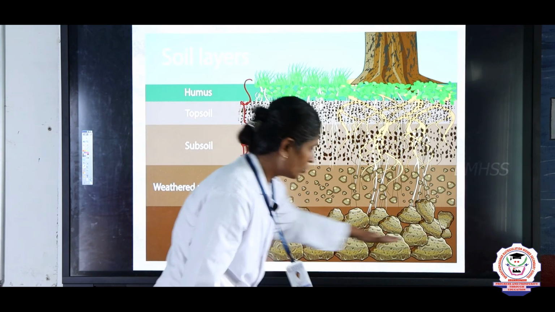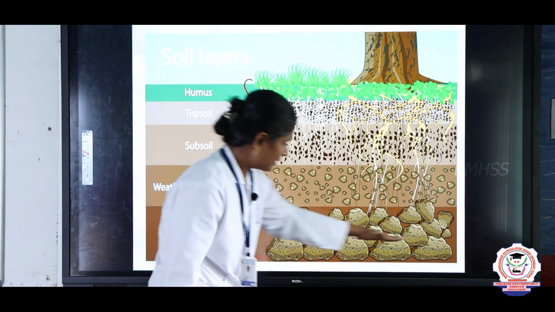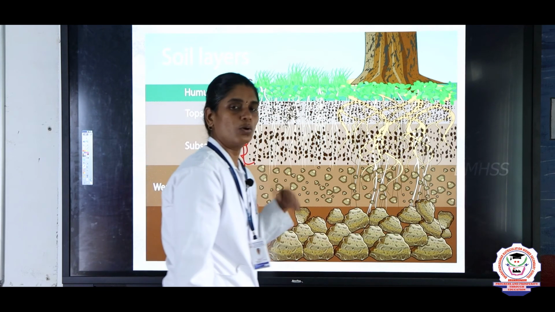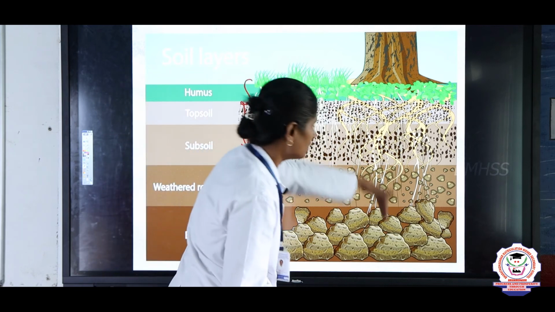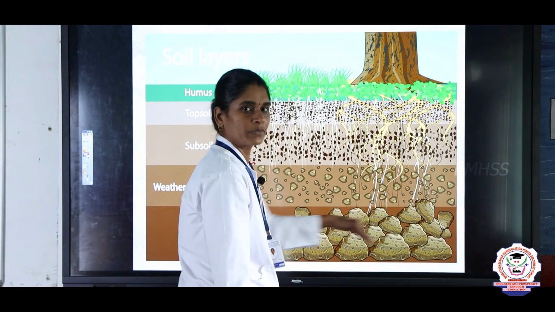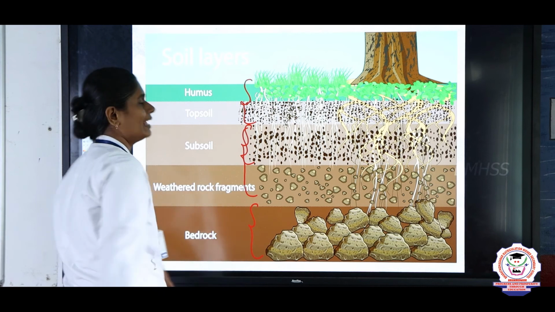Here there is no root. You can see there is no root because there is no air, no water and no humus present here. So, that is why the plants will not grow till the bedrock. So, these are the layers of the soil.